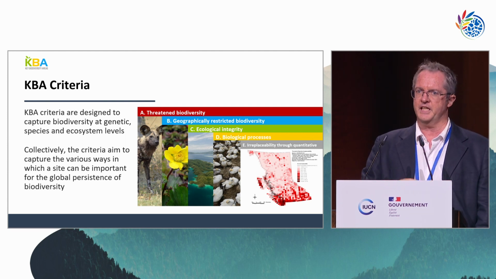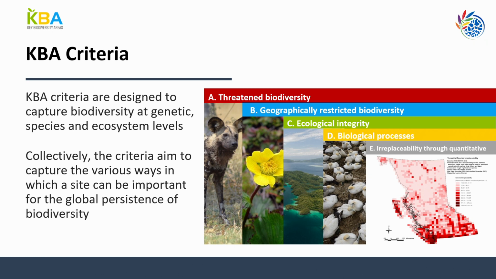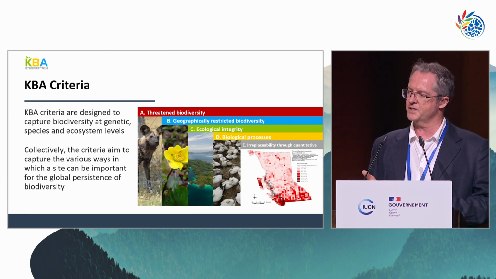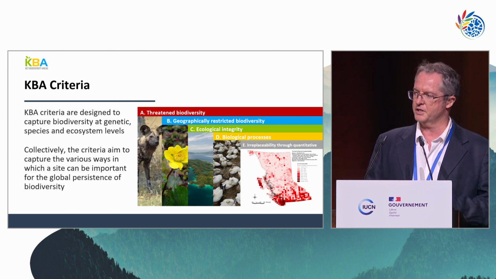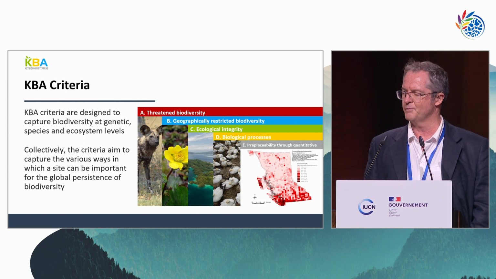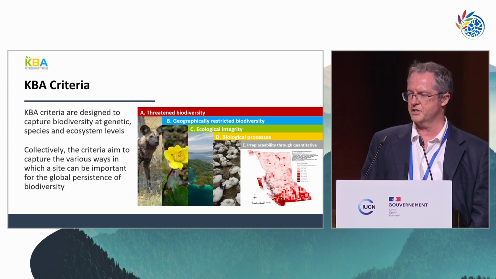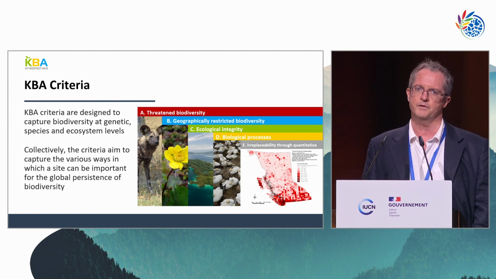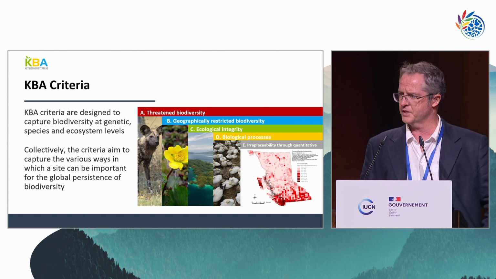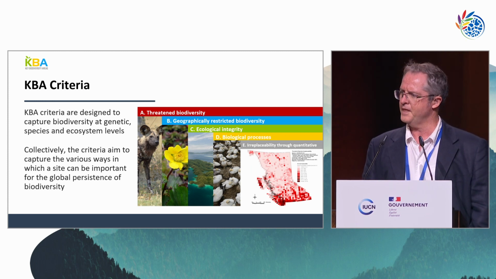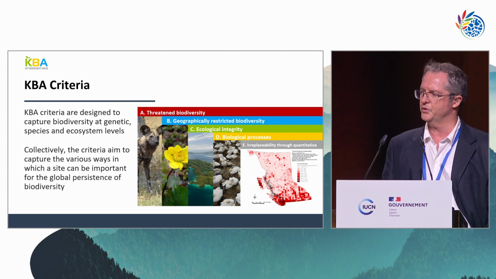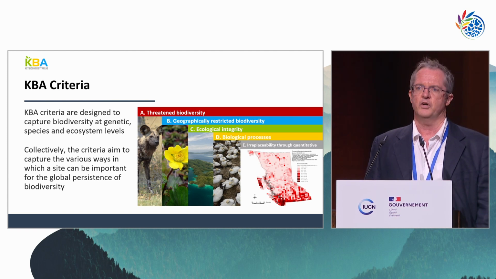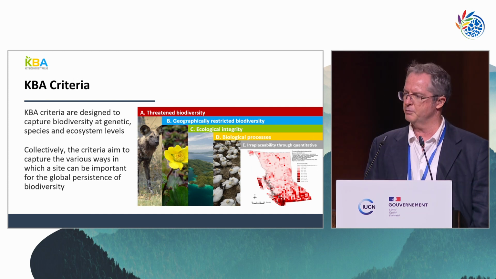KBA criteria try to capture the different things that conservationists are concerned about. So threatened biodiversity, geographically restricted biodiversity, and both of these can be threatened ecosystems or threatened species, and geographically restricted species or geographically restricted ecosystems. Then thirdly, the large sites of ecological integrity, where you still have fully functioning large predators, large herbivores, and a complement of species. And the fourth one is biological processes, where you're getting congregations of species, such as important nesting areas or important spawning areas, or areas where species might find refuge, say, during a period of drought.